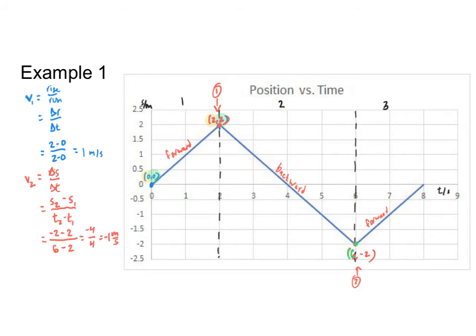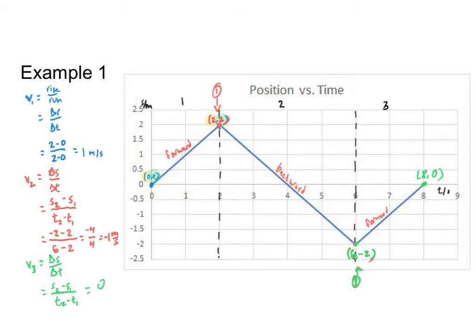So we've got our same point at 6, -2, and that is now going to be point number 1. And we've got our point number 2, which is at 8, 0. So 8 seconds, 0 meters. And I can find my last slope, V3. And that's going to be my change in position, again, over my change in time. It'll be S2 minus S1 over T2 minus T1, which you guys have seen in the past as Y2 minus Y1 over X2 minus X1. And we're going to put in our numbers.